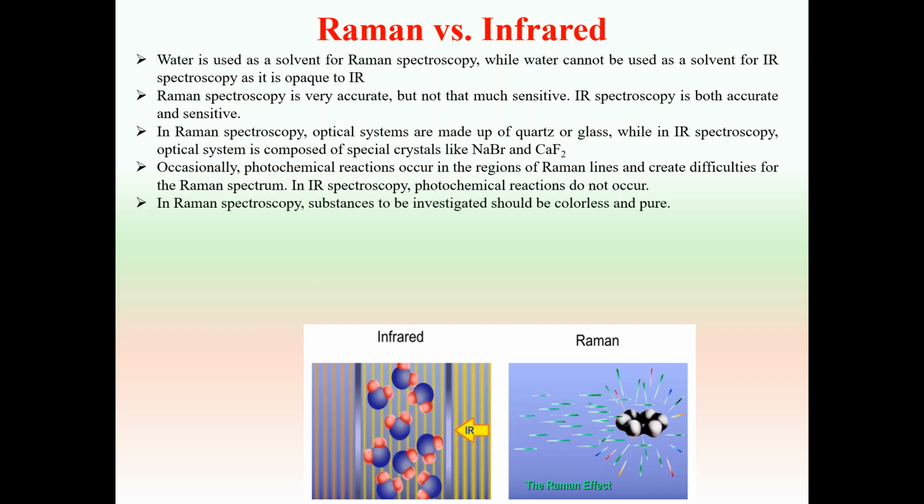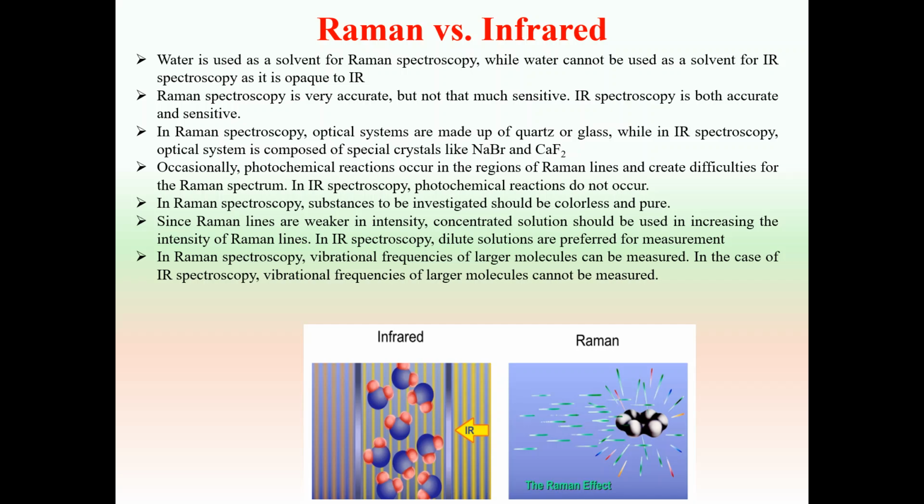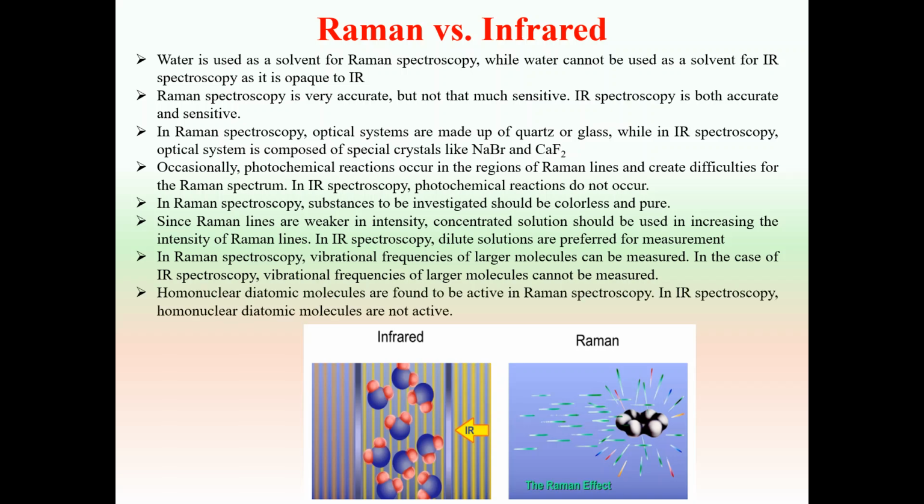So, in Raman spectroscopy, substances to be investigated should be colorless and pure. Since Raman lines are weaker in intensity, concentrated solutions should be used, increasing the intensity of the Raman lines, whereas in IR spectroscopy, dilute solutions are prepared for measurement. In Raman spectroscopy, vibrational frequencies of larger molecules can be measured. Unlike that, in IR spectroscopy, vibrational frequencies of larger molecules cannot be measured.